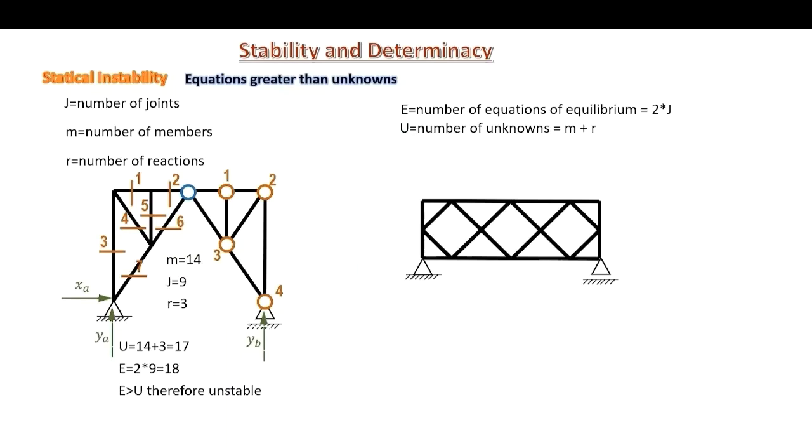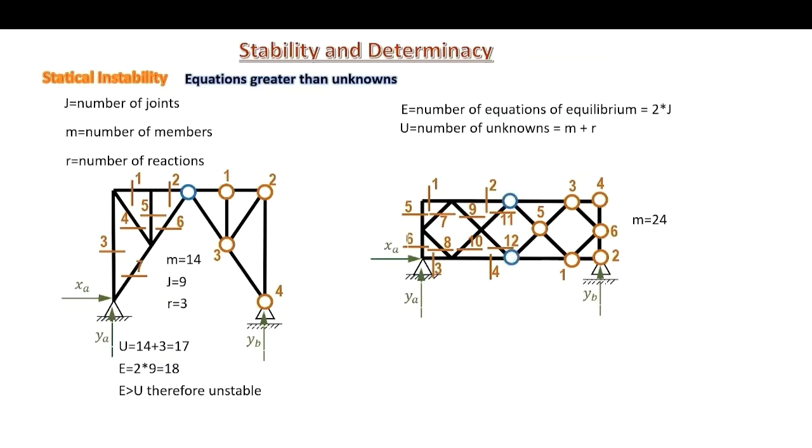We have another example here with our reactions, and we start counting our members: 1, 2, 3, 4, 5, 6, 7, 8, 9, 10, 11, 12 multiplied by 2 for the other side, which makes 24 members. Counting our joints, we have 1, 2, 3, 4, 5, 6 multiplied by 2 equals 12 plus 2 common joints between the left and the right part. So 12 plus 2 equals 14. This is the number of the joints.